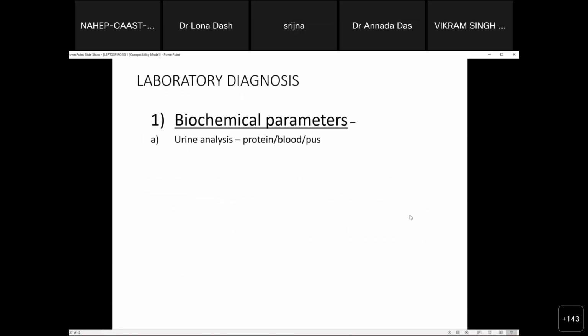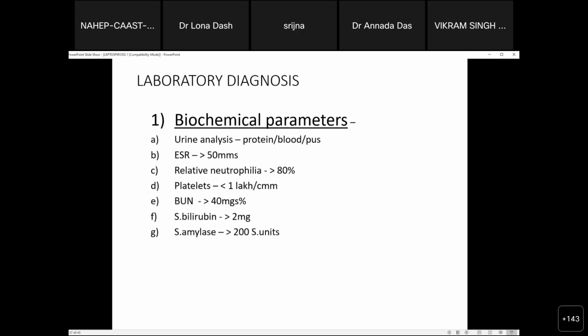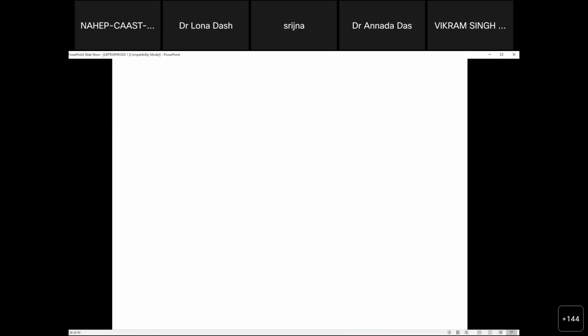Laboratory diagnosis is very important for confirming the diagnosis of leptospirosis, and these include biochemical parameters and non-specific features like protein and blood in the urine or pus cells in the urine, increased erythrocyte sedimentation rate, relative neutropenia or increase in platelets, and increased blood urea nitrogen, creatinine, bilirubin, and amylase. These are non-specific findings which will also point towards the diagnosis of leptospirosis.